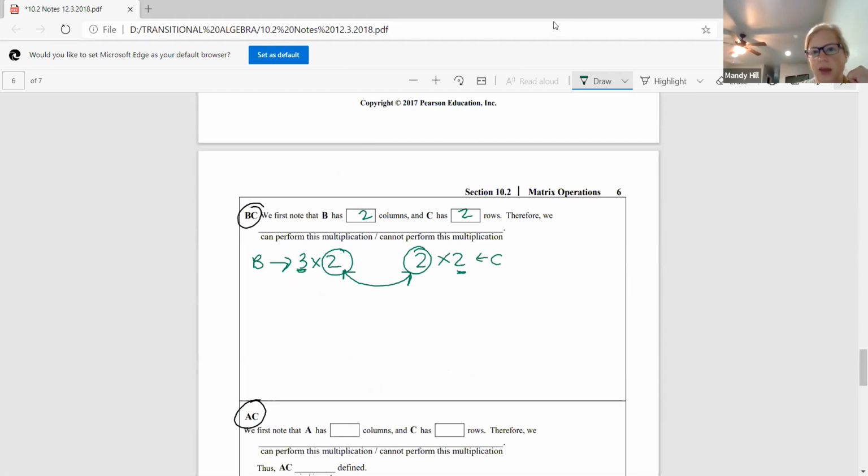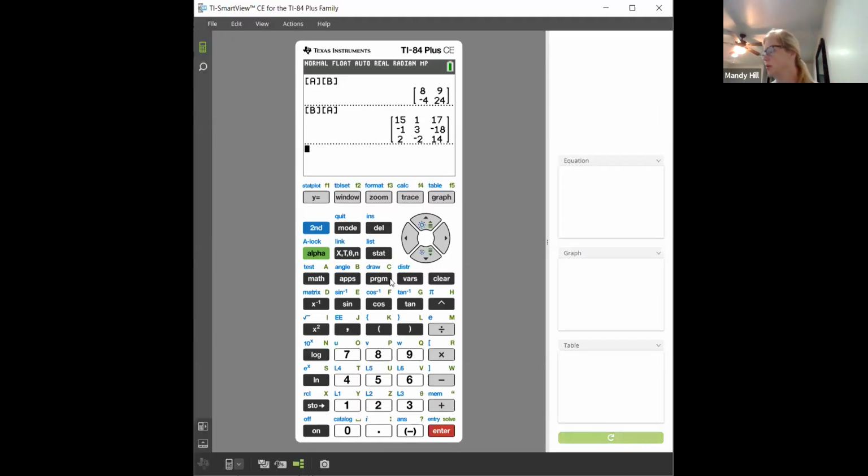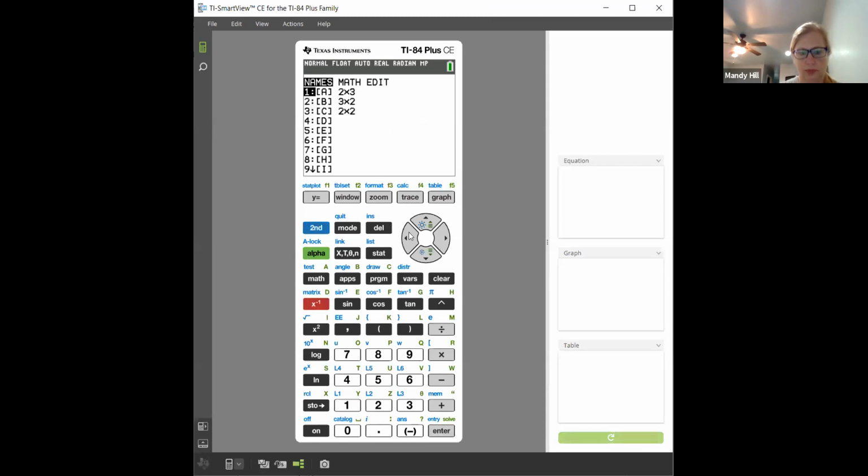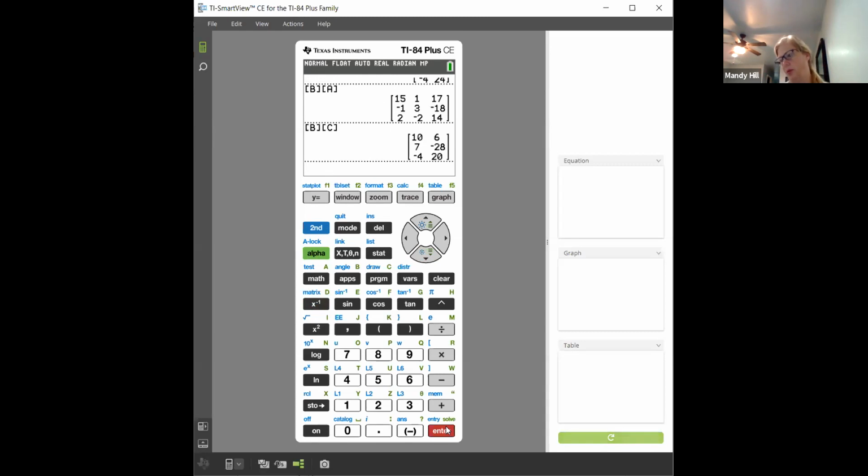Again, we've already typed this in the calculator, so we should be able to get the answer really quickly. So it wants us to do B times C. Okay, and we are getting a 3 by 2 that ends up being 10, 6, 7, negative 28, negative 4, and 20.